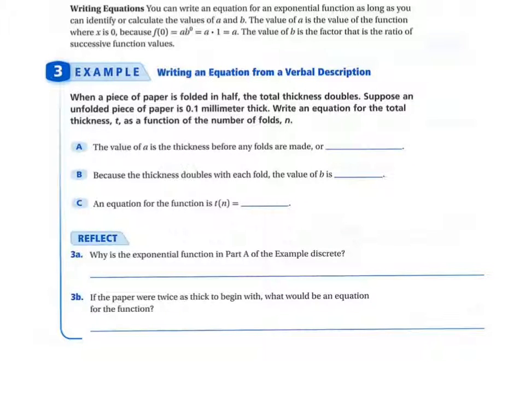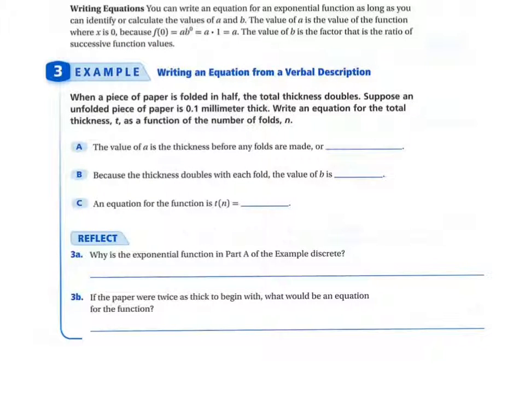All right, so you can actually write an equation as long as you can identify the values of a and b. The value of a is the value of the function where x is 0. Because if you think about it, f of 0 equals a times b to the power of 0, which means it's a times 1, which just gives us a. The value of b is the factor, the ratio of successive function values.